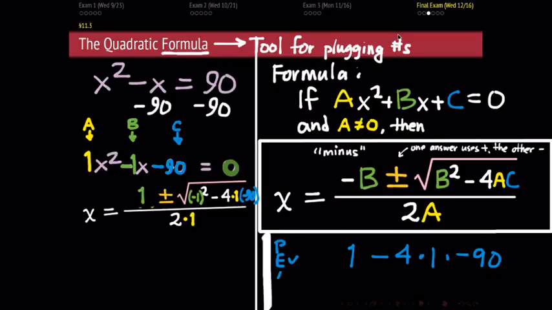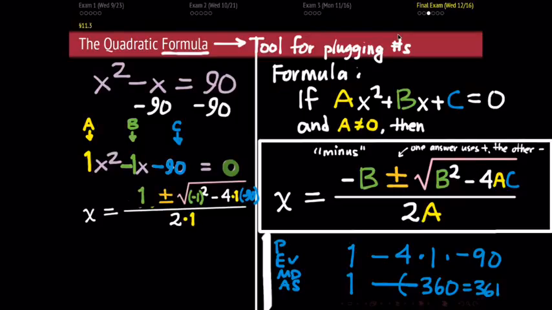So we did the exponentiation. What comes next? Multiply. 4 times 1 times negative 90. Negative 360. And when I say this is where people screw up negative signs, it's often because this minus a minus goes awry. Because what is 1 minus negative 360 really? 1 plus 360. I'm just going to turn this into a big plus sign. 1 plus 360.